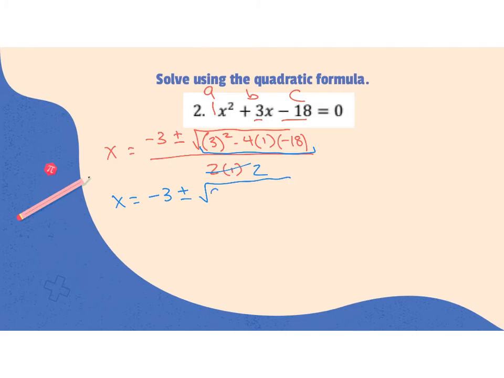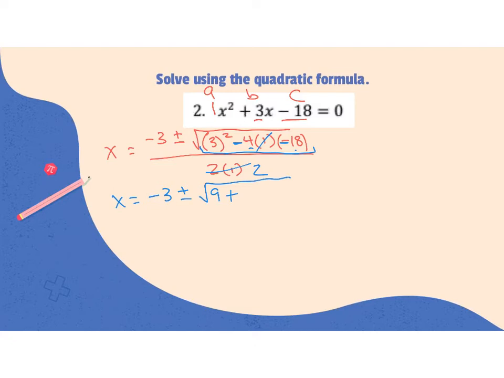3 squared is 9. Negative 4 times 1 times negative 18. So again, get out your calculator to help you if you need help with that. But basically, you have 4 times 18 here. You know that a negative times a negative is going to give you a positive, and you know that multiplying by 1 doesn't really make a difference. So take 4 times 18 in your calculator.